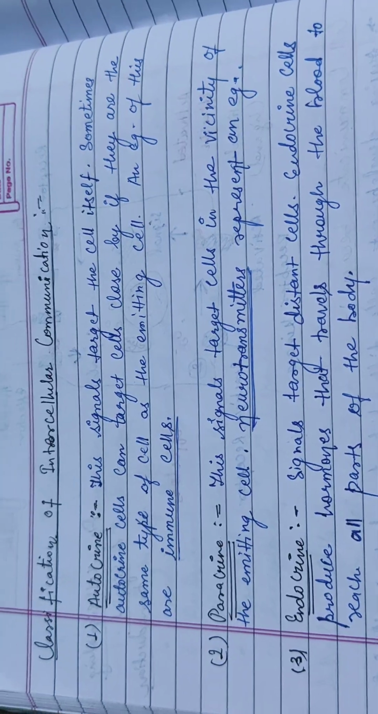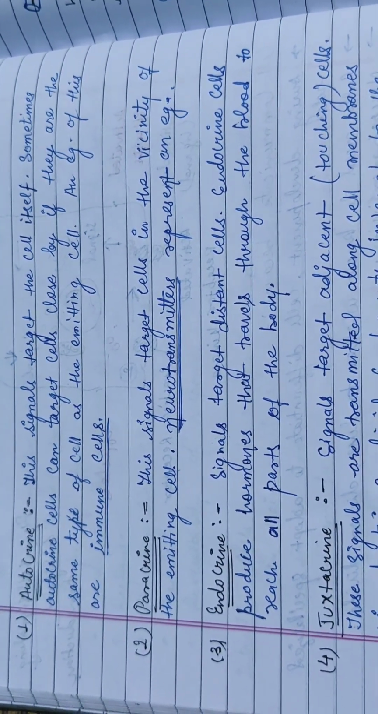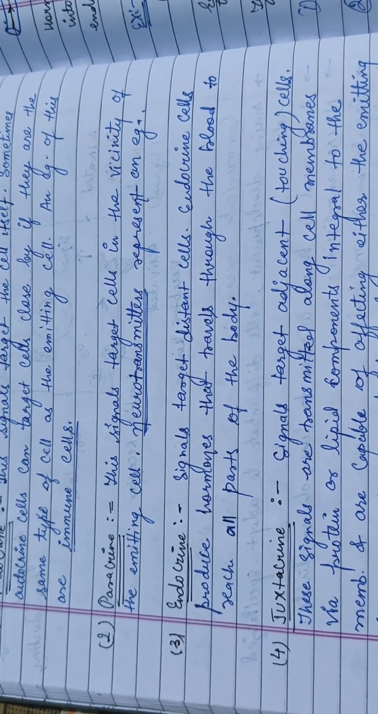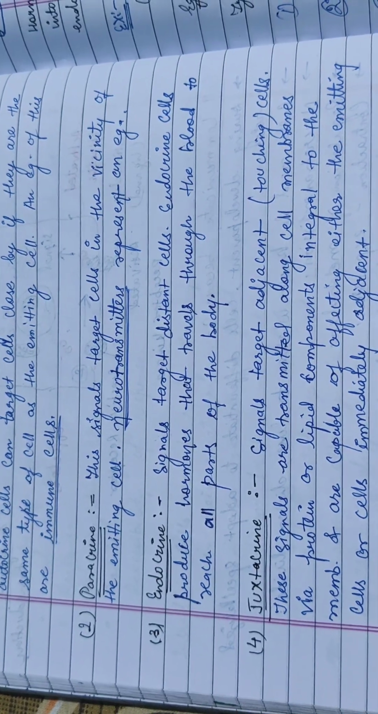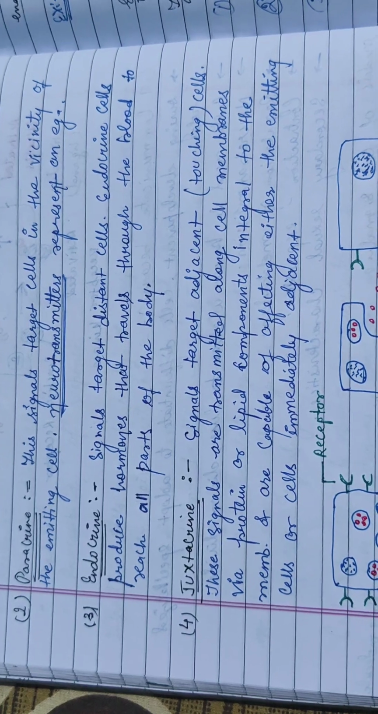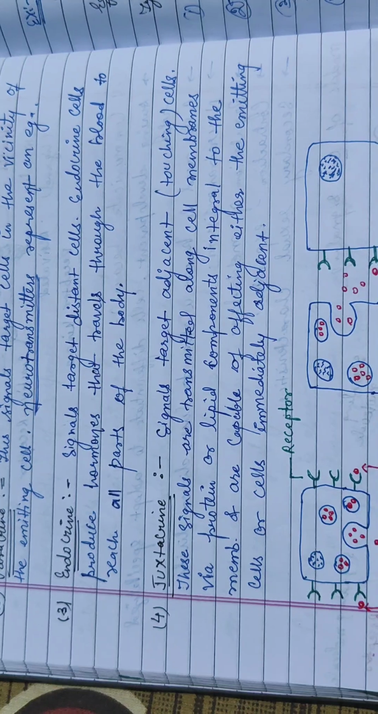The classification of intercellular communication. First one is autocrine, and these signals target the cell itself, and sometimes autocrine cells can target cells close by if they are the same type of cell as the emitting cell. An example is immune cells. Next one is paracrine. These signals target cells in the vicinity of the emitting cell, and neurotransmitters represent this.